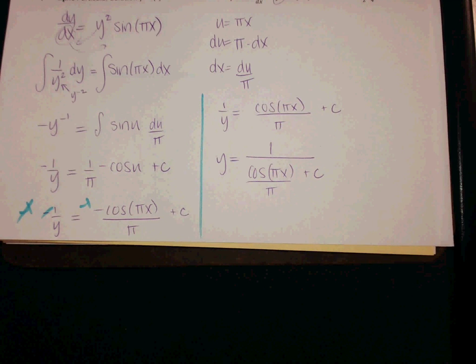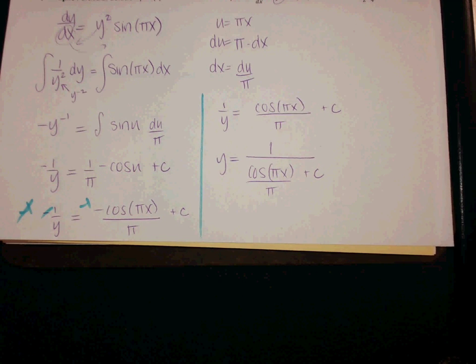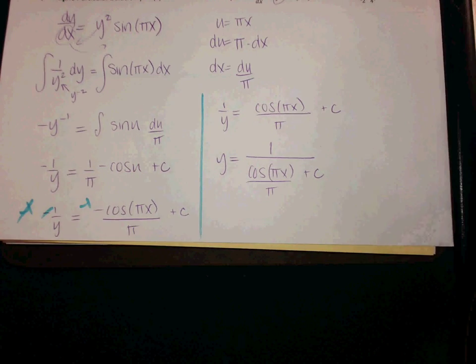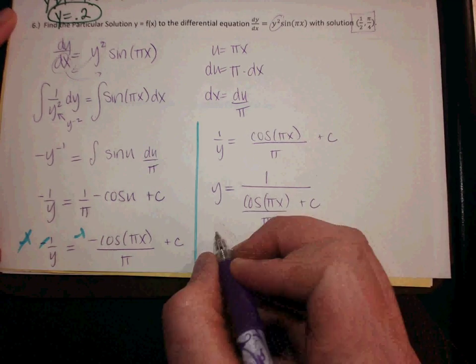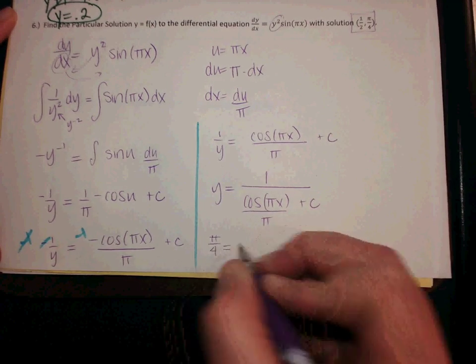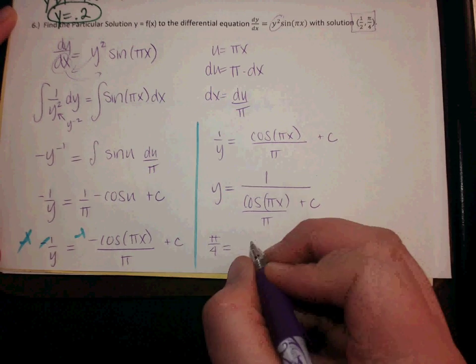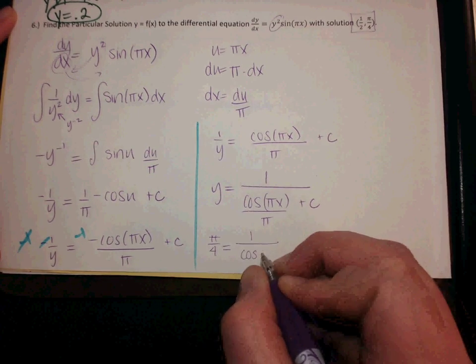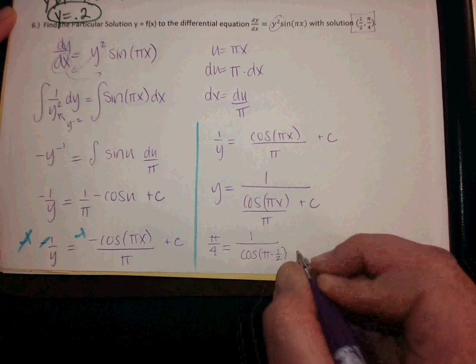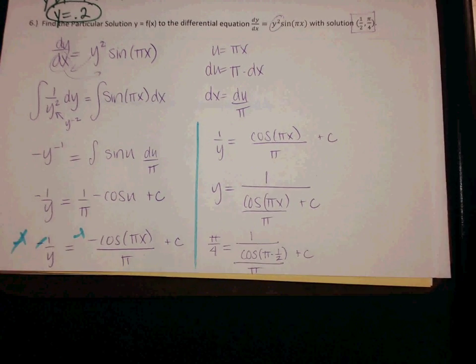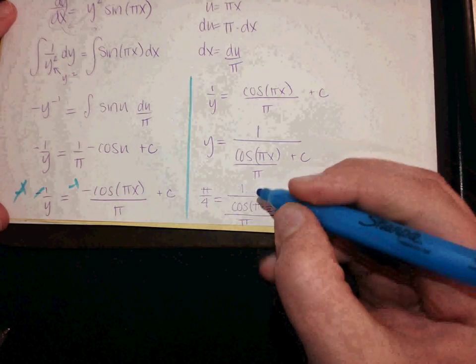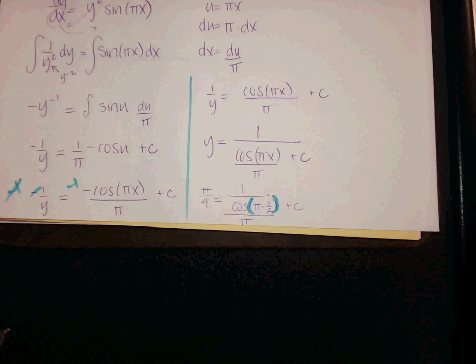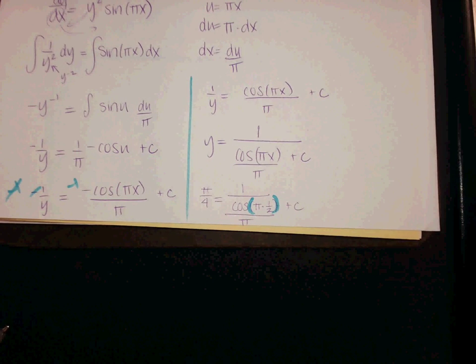How do I get to the particular solution? Plug in your point right here. Very good. It says up here that 1/2 comma pi fourths is our ordered pair. That means that pi fourths needs to be the answer when I plug in 1/2. So 1 over cosine of pi times 1/2 plus c over pi. Now let's deal with this little part first. If I have pi times a half, what is that? Half pi, very good. And what is the cosine of pi over 2?